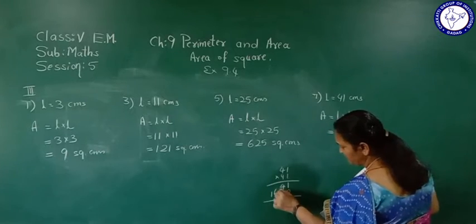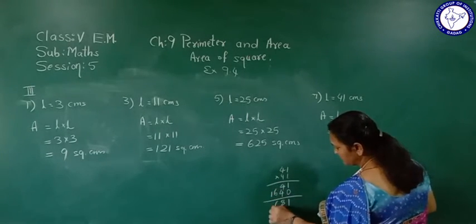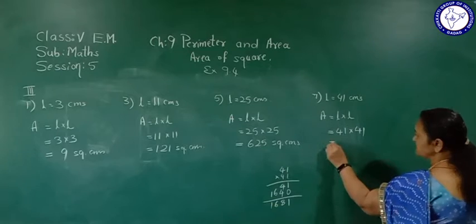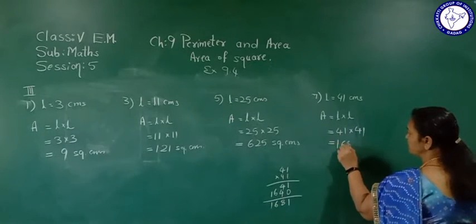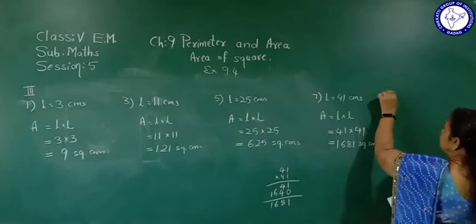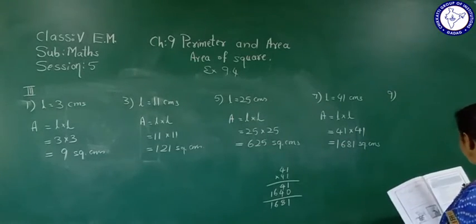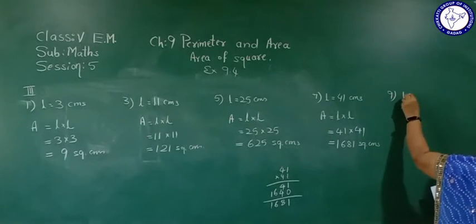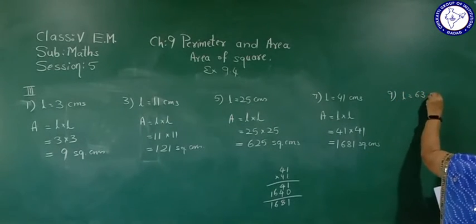So this is 1, 4 plus 4 is 8, 6 is 1. So here the answer is 1681 square centimeters. Then ninth question, here the length is 63 centimeters.